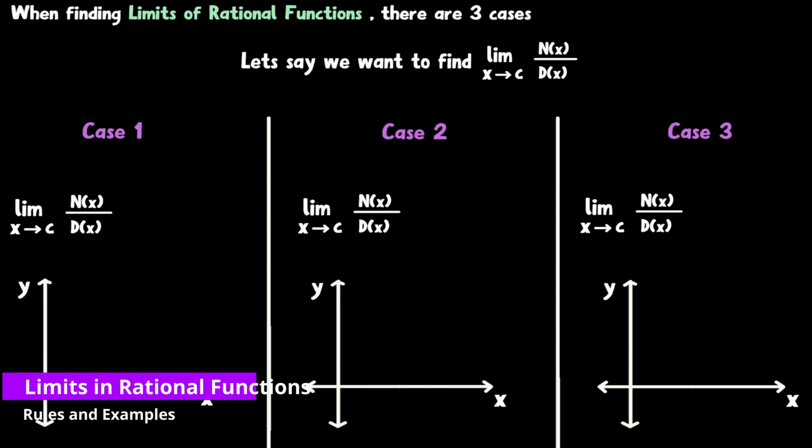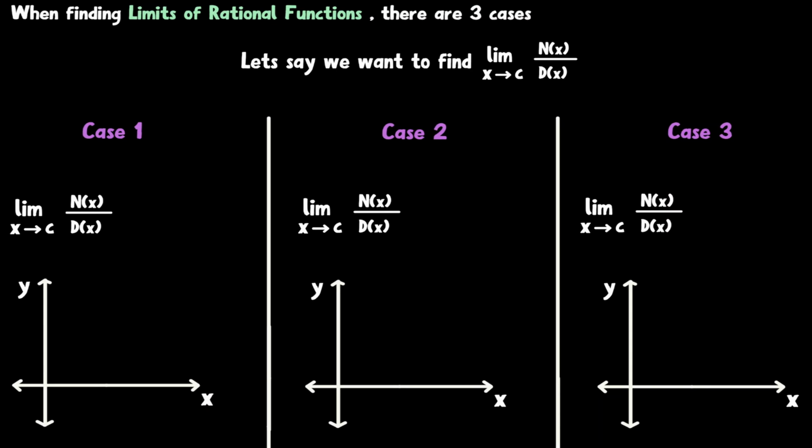Welcome. Let's discuss the idea of limits in rational functions. So let's say that we're interested in finding the limit at some location, let's call it C, of some rational function where n(x) is the numerator and d(x) is the denominator. Well, there are three cases that we need to consider. Let's look at one case at a time.